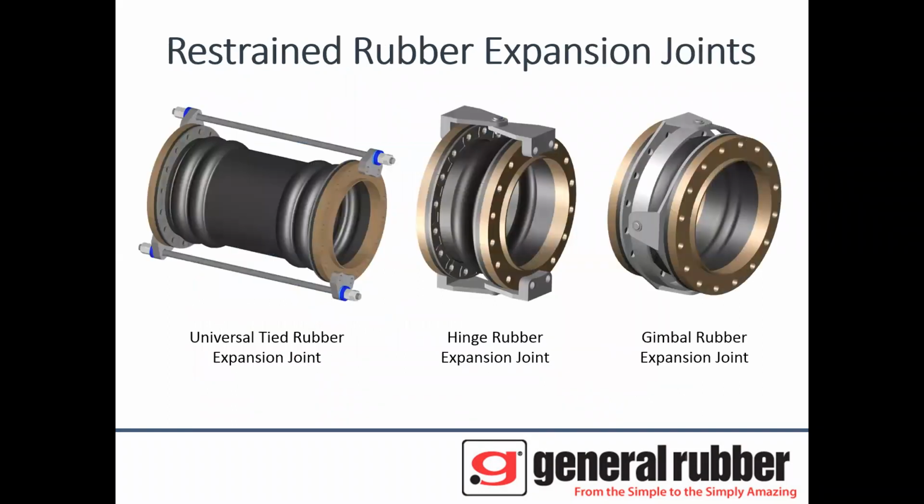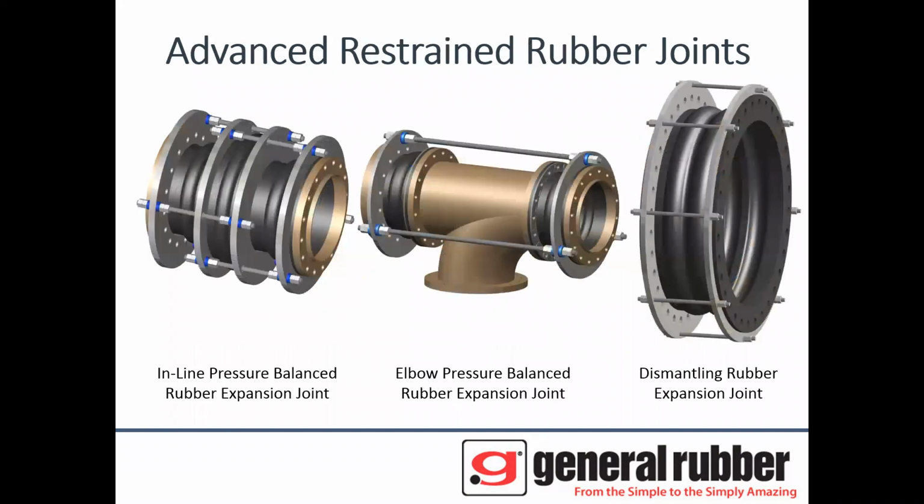And that brings us to restrained rubber expansion joints. Restrained joints hold back pressure thrust force and have movements in select directions. We have a universal tied expansion joint, a hinged rubber expansion joint, and a gimbal rubber expansion joint. We also have some advanced restrained rubber expansion joints, and they include inline pressure balanced rubber expansion joints, elbow pressure balanced rubber expansion joints, and dismantling rubber expansion joints.